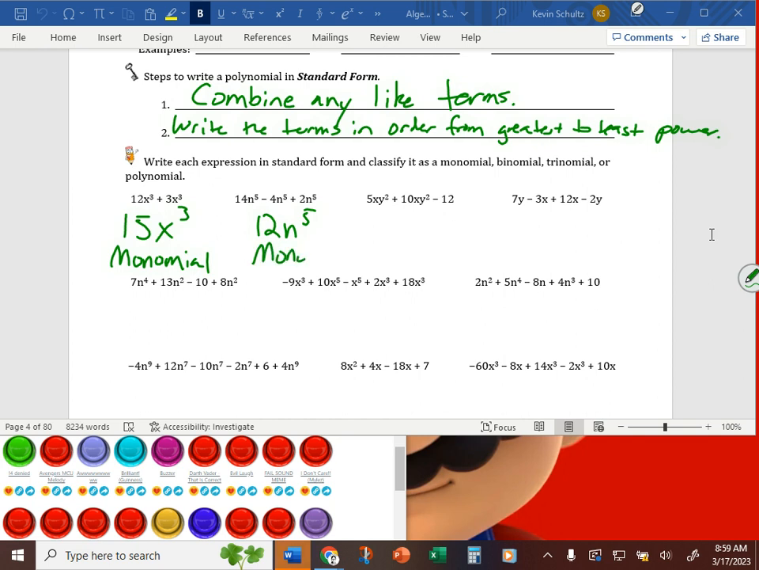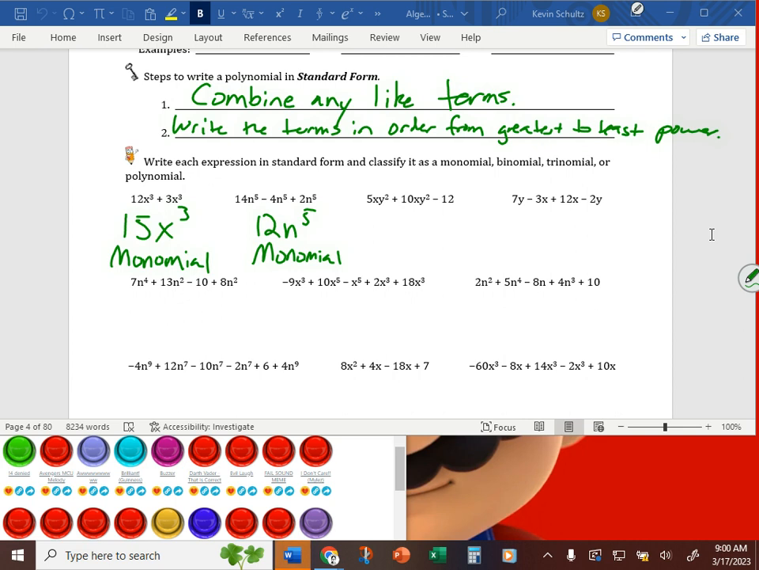Monomial. Don't classify the original expression. Classify it after you combine what you can. You want to get it as specific as possible. Next one: 5xy squared plus 10xy squared minus 12.